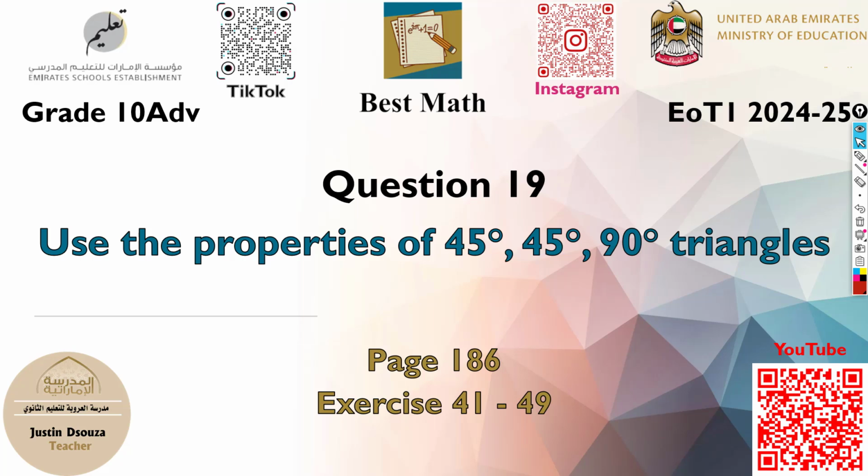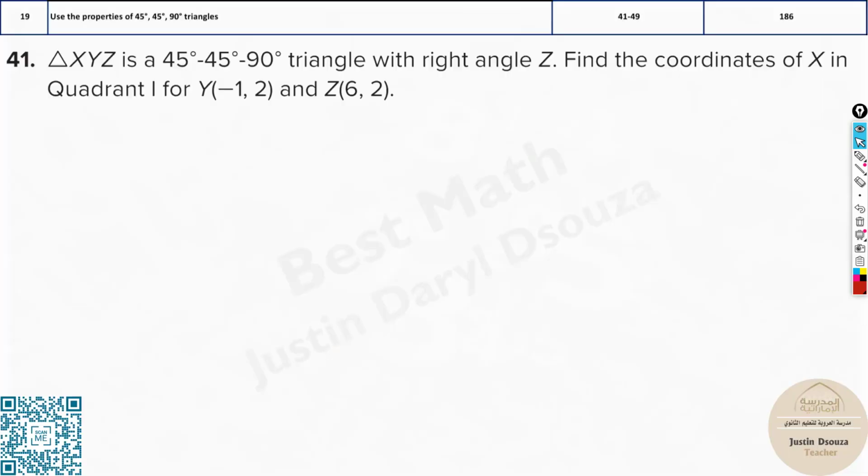We are nearly there. It is question 19. We use special triangles. Now, what is this 45, 45, 90? This is a special triangle where it's a right angle triangle, and then you have the other two angles as 45 degrees, and then 90 degrees.